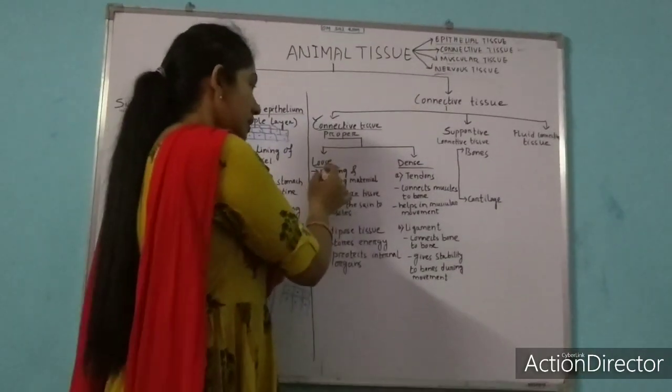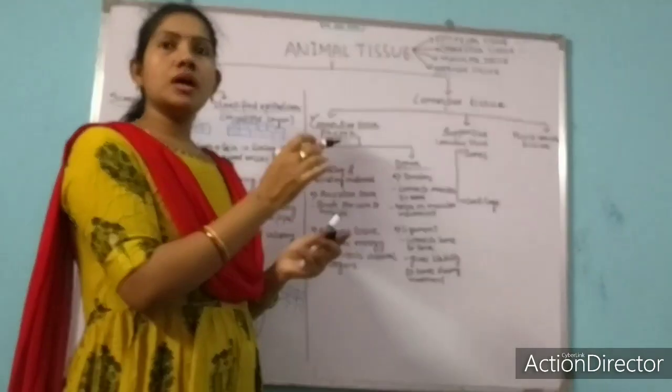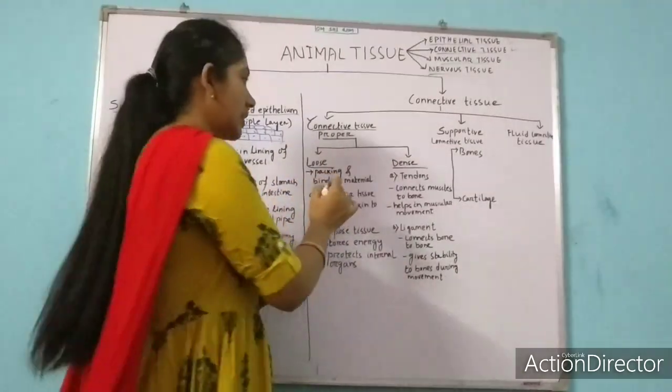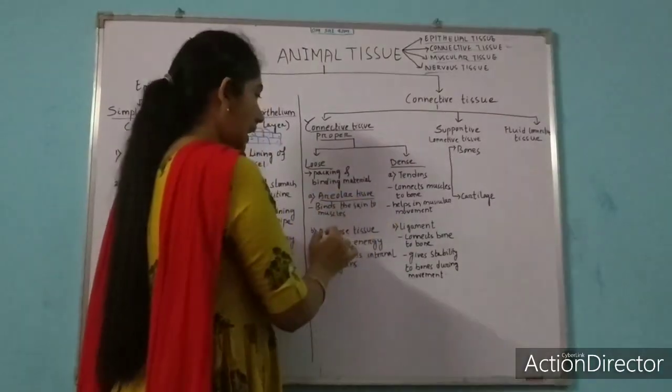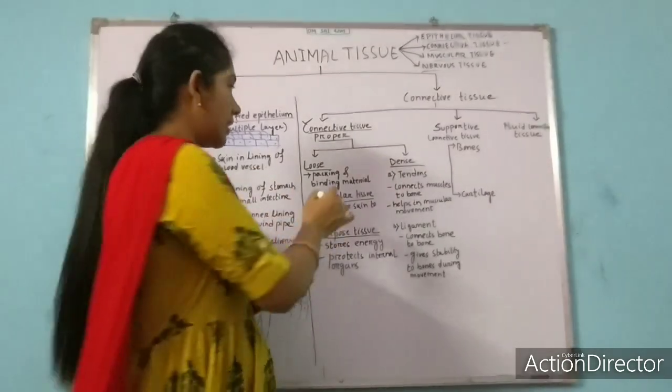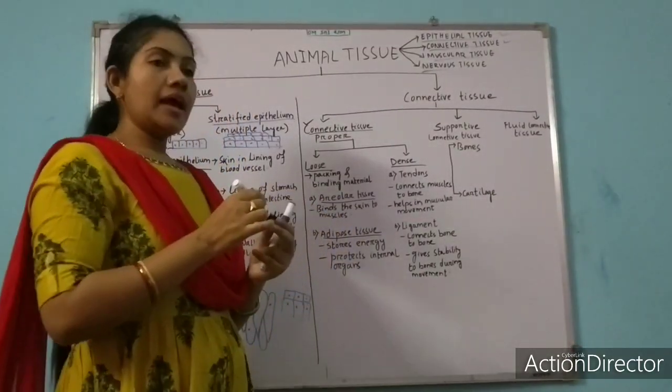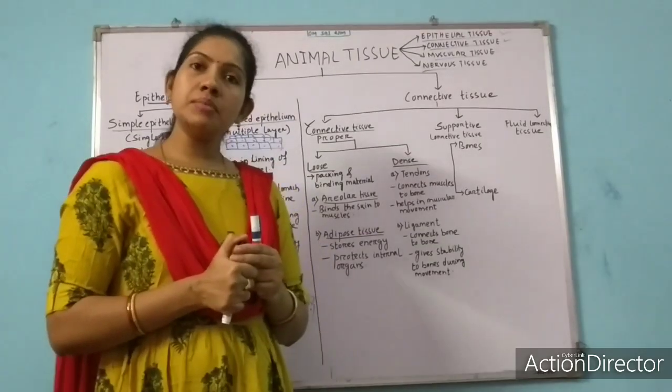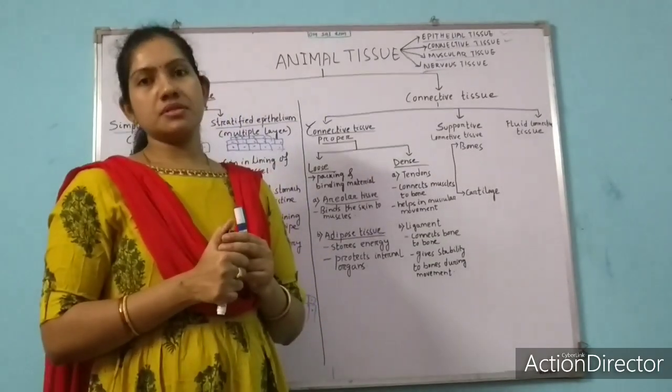Here loose connective tissue is again of 2 types: areolar tissue and adipose tissue. Areolar tissues are mainly made up of collagen fibers.